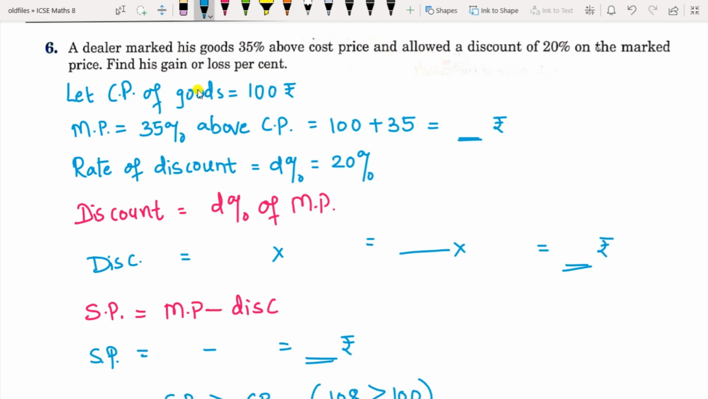Then he has marked the mark price on the item 35% above CP. So 35% means on 100 rupees it is 35 more he has added. So his mark price becomes 135 rupees. Then he is giving a discount of 20% on MP. Discount is always given on mark price. So 20% of this 135 will be how much discount in rupees. So 20% of MP, this is 135, so this will be 20 upon 100 into 135. So here the discount is 27 rupees.